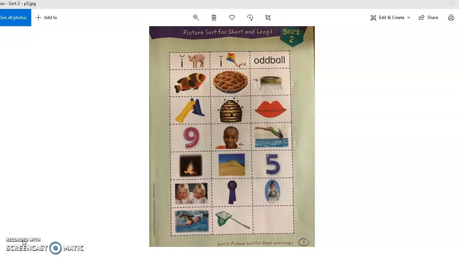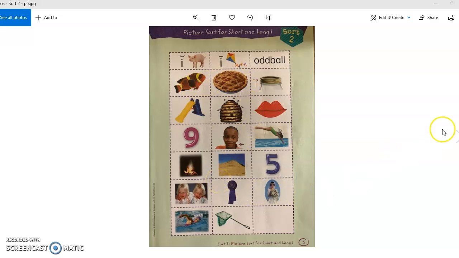You'll be turning to page 5 and you'll be doing the sort 2. So we're looking at pictures for the short I sound and the long I sound. The oddball here is the picture that has neither a short I nor a long I in it. So what you're going to do is cut out these pictures.